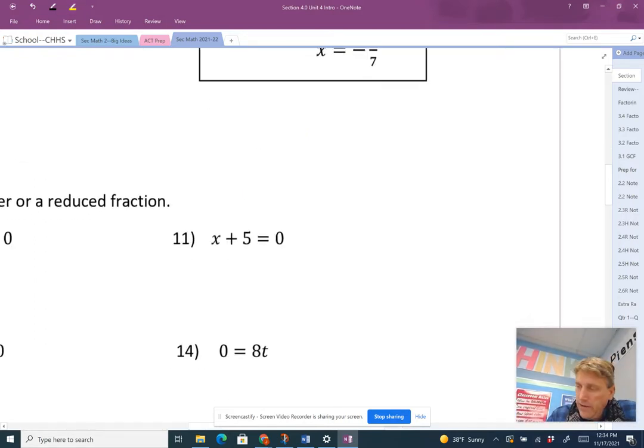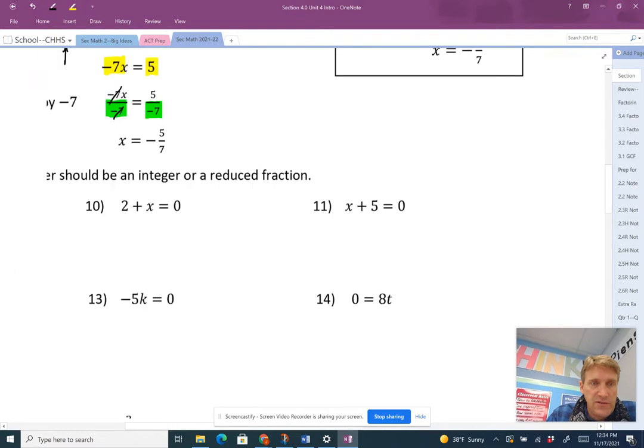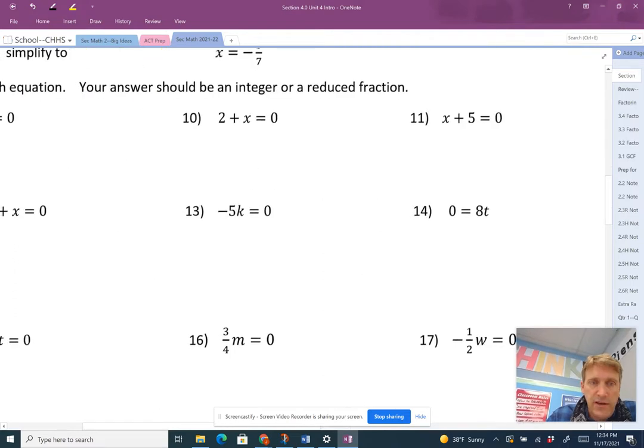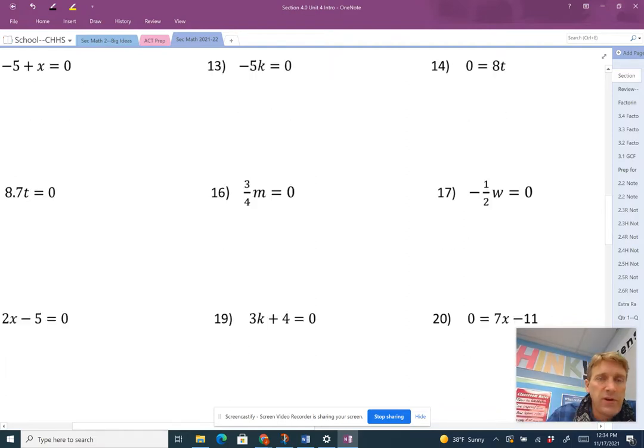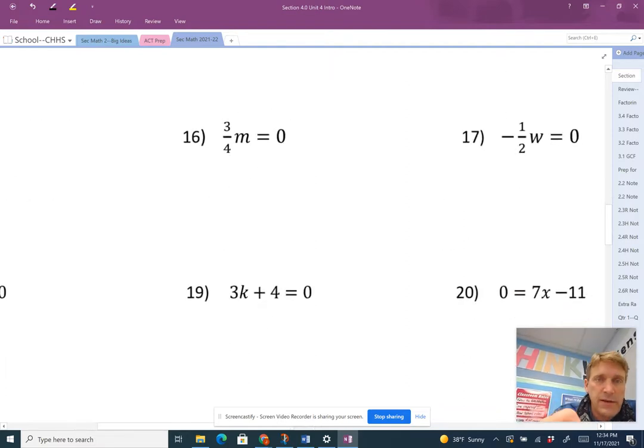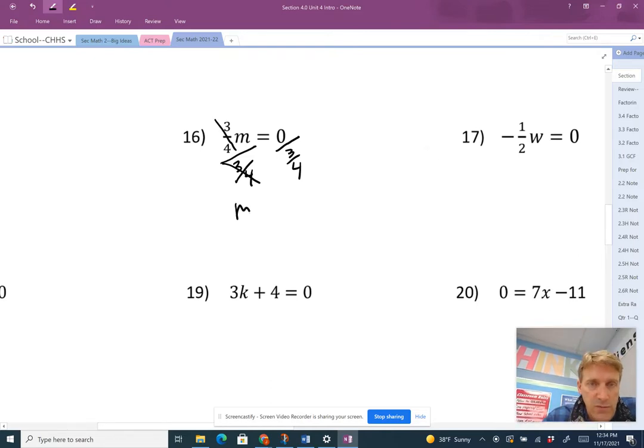All right. Most of these pretty straightforward. You should be able to do them. That was a two-step equation, but a lot of these are just single-step equations. But if we look at one like number 16, we've got 3/4 times m is equal to 0. And the opposite of multiplying by 3/4 is dividing by 3/4, but you have to do the same thing to both sides. And so that would cancel the 3/4, leaving m alone.